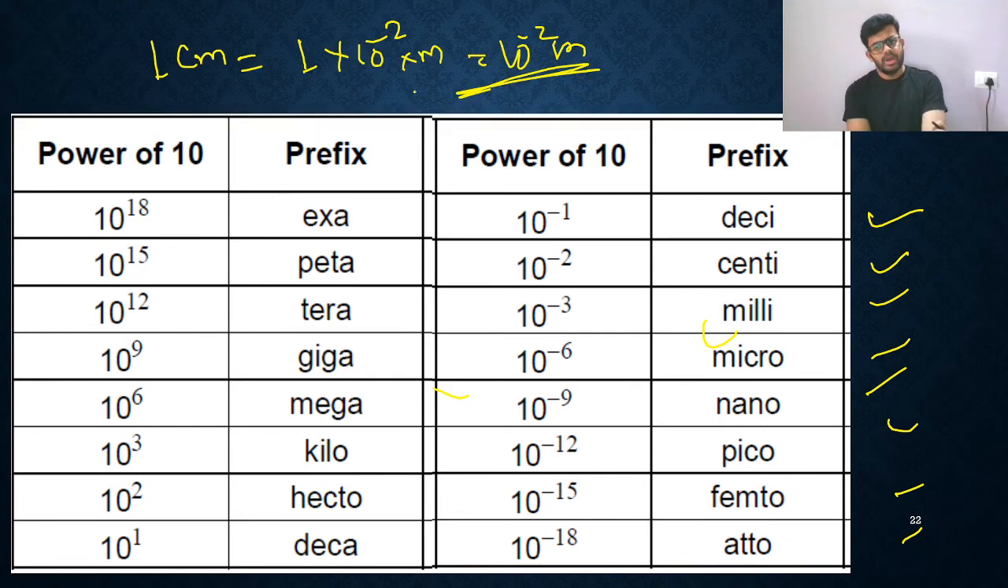Millimeter means 10 raised to minus 3 meter. Micrometer, 10 raised to minus 6 meter. Nanometer, 10 raised to minus 9 meter. So these things you need to remember: deci, centi, milli, micro, nano, pico, femto, atto. Up to pico, it is very important. You need to remember it at any cost, because it may come in any question. Doesn't matter if it is a unit and dimension question or any chapter, data may be given in these units: deci, centi, milli, micro, like that.